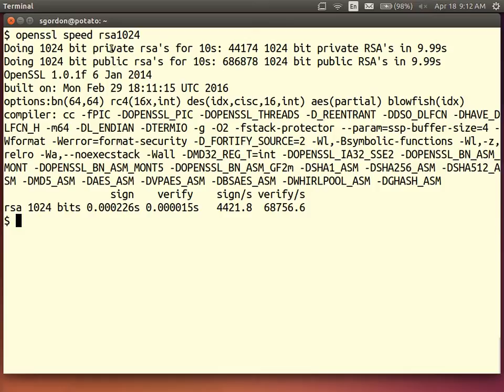Encrypting with a private key is called signing a message. We use it to sign a message. I use my private key to sign a message, and the receiver uses my public key to verify. So the summary results say that with 1024-bit RSA, we can do about 4,000 encrypts with the private key per second, and about 68,000 encrypts with the public key per second. So in the order of thousands, tens of thousands per second.